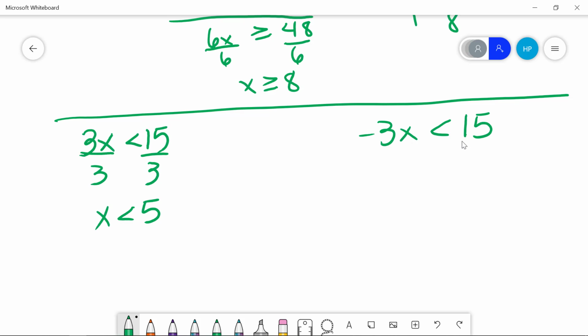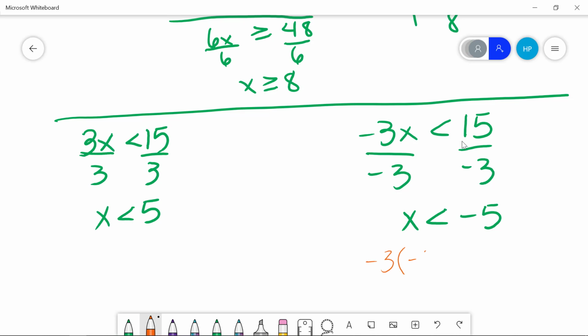But let's look over here. What happens if we divide by -3? Well, then I've got x is less than -5. So let me just try that out. Think of numbers that are less than -5. Try -6. So -3 times -6, that gives me a positive 18. And that is actually greater than 15. So that doesn't work, right?